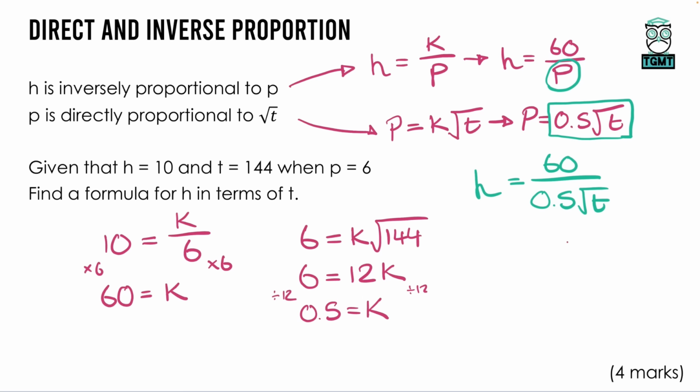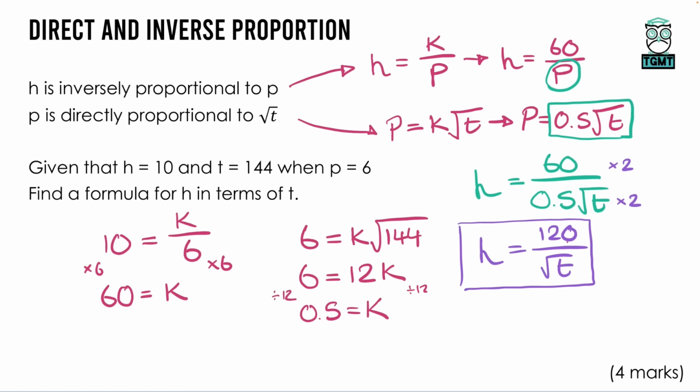There's two ways that we could do that. We could times the top and bottom by 10, which would remove it. Or we can look for the smallest number that we could times by. Now to get 0.5 to become a whole number, the smallest thing we could times by is 2. And if we times by 2, we get h is equal to 120 over root t. And that's our nicest way of getting rid of that decimal there.